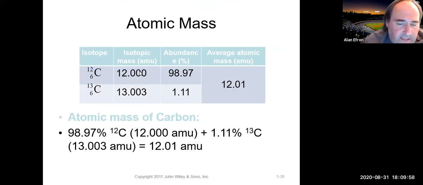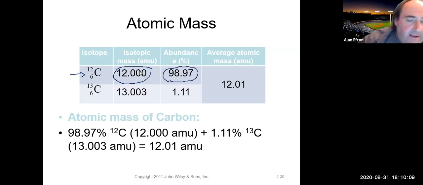So for example, here, this is our carbon 12 isotope that has a mass of 12 AMU. It occurs about 98.97% of the time. That is the isotope of carbon that shows up. This is our carbon 13 isotope, which has a mass of 13.003 and occurs 1.11% of the time.